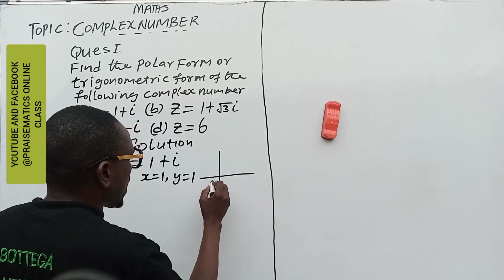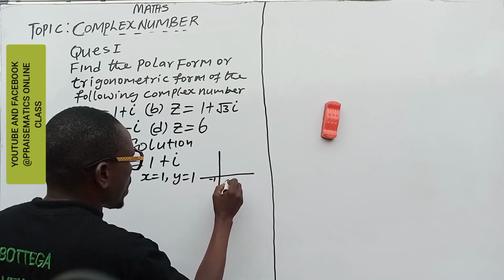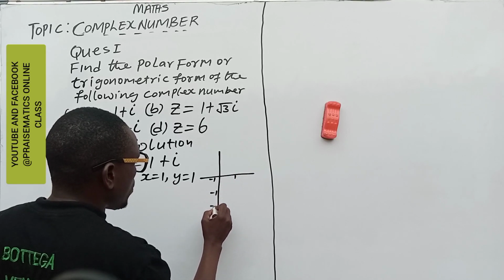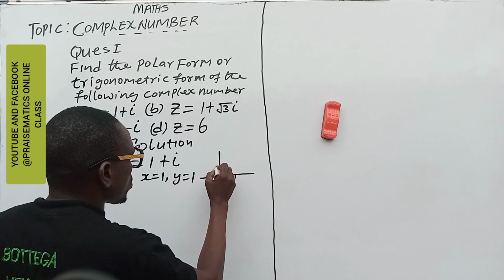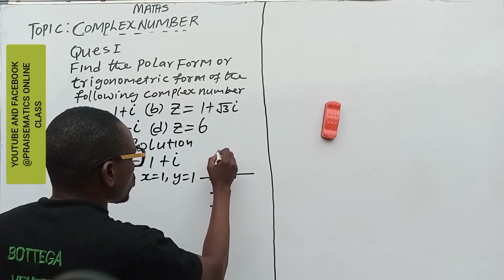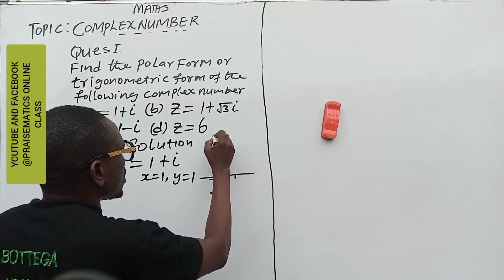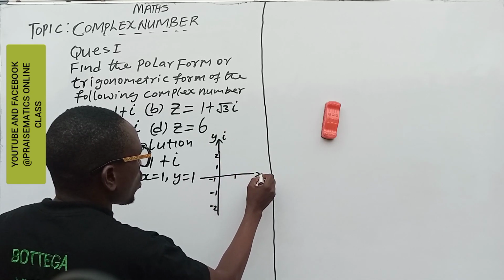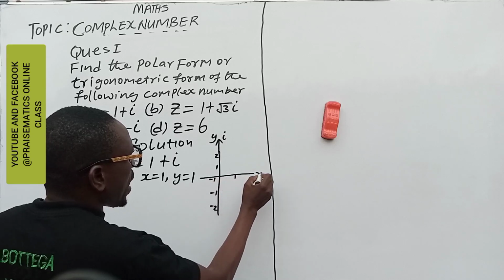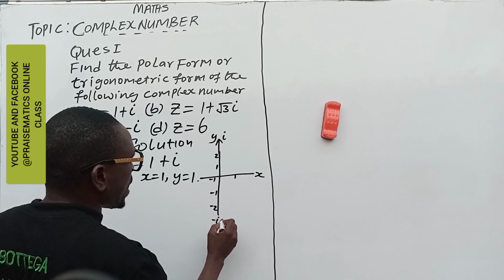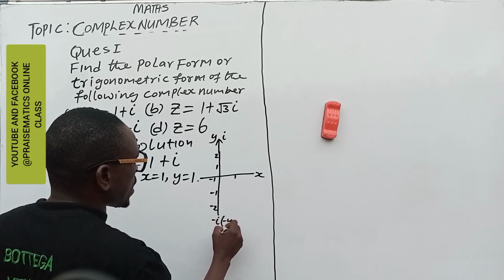From the Argand diagram, let's just draw this. Assume that this is our Argand diagram. This is minus 1, here is 1, here is minus 1, minus 2, here is 1, here is 2. Always remember that this axis is known as the i-axis, or we'll call it y. Here is the positive x, here is the negative x axis, and here is the negative i-axis or negative y-axis.